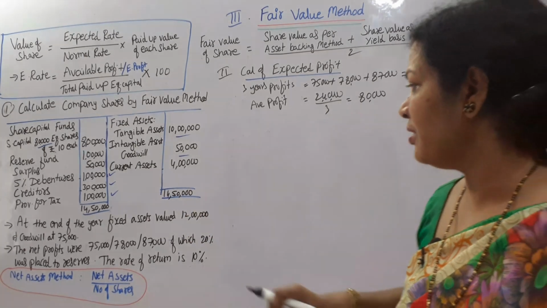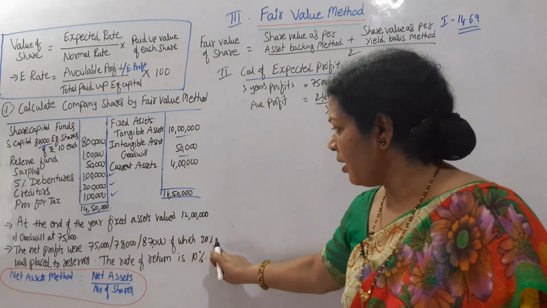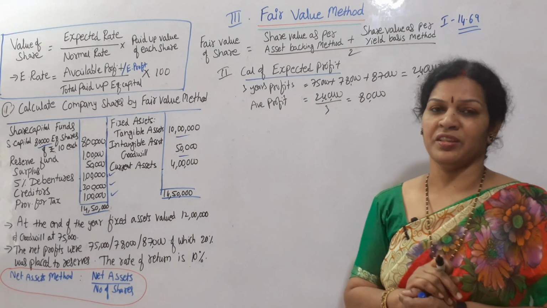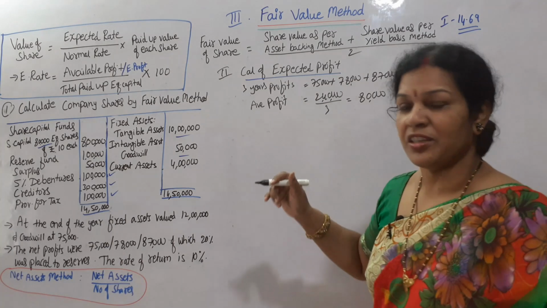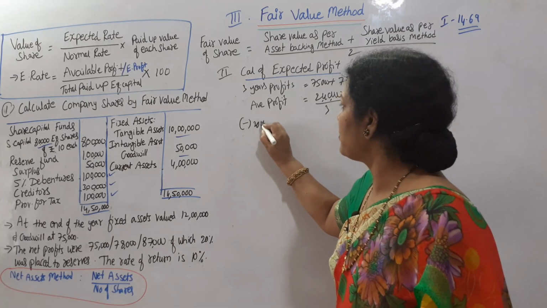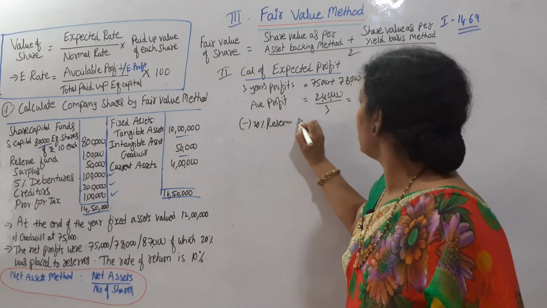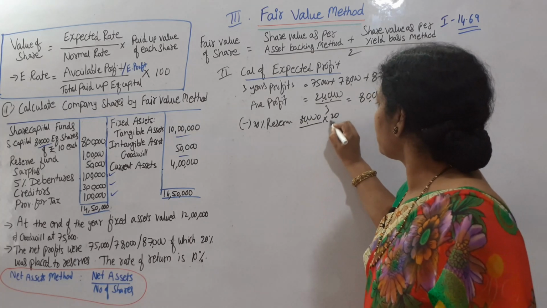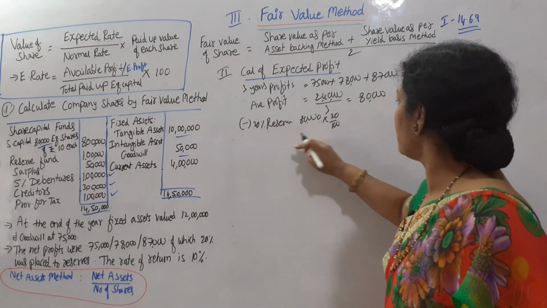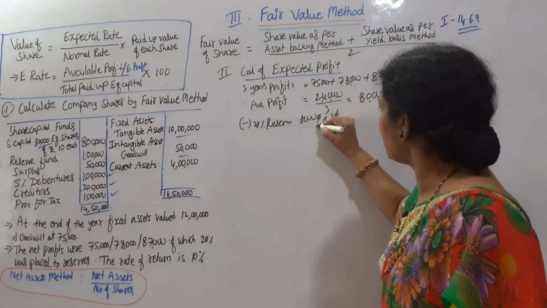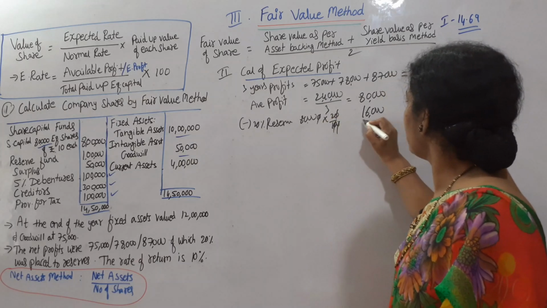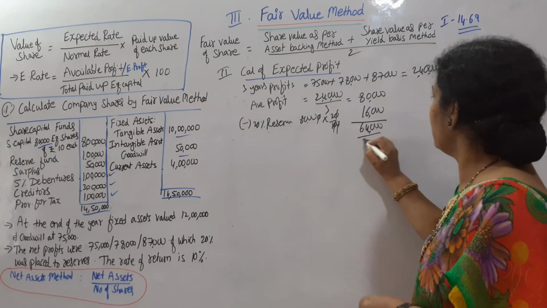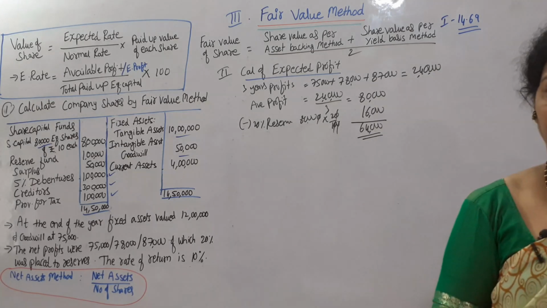What is that adjustment? Net profits were this much, of which 20% was placed to reserve. 20% you transfer it to the reserve, they are saying. Let us deduct this. Minus 20% reserve. Means it is 80,000 into 20%, that is 16,000. If you deduct it, you will get 64,000. 64,000 is the expected profit.